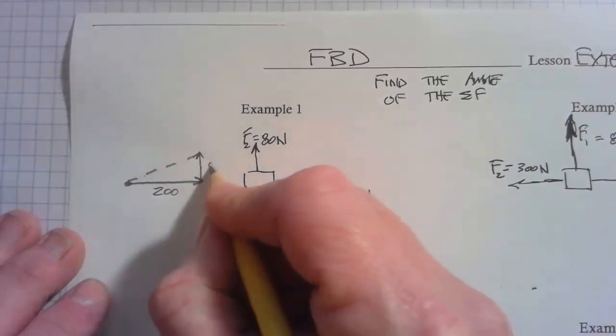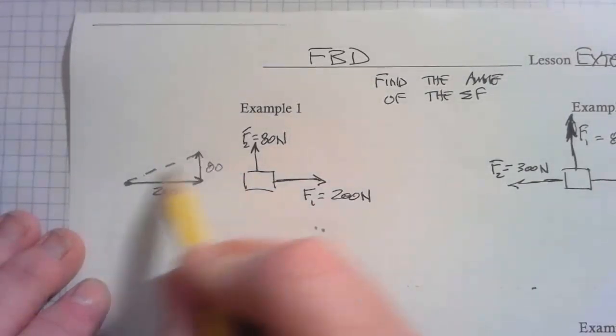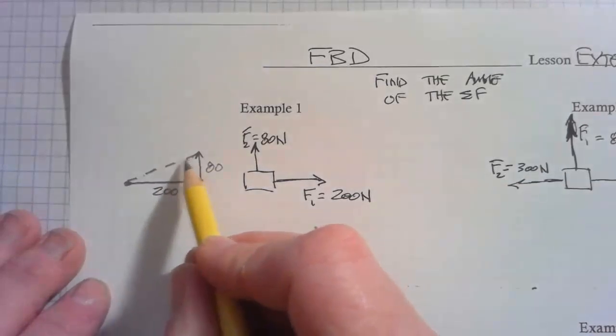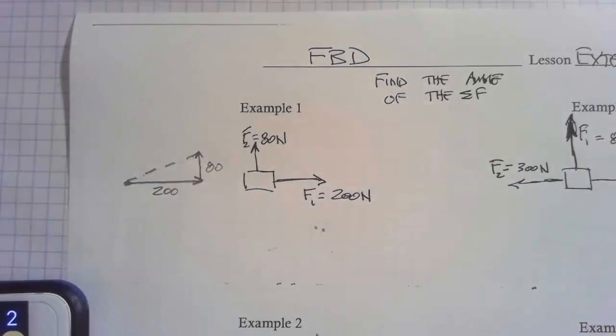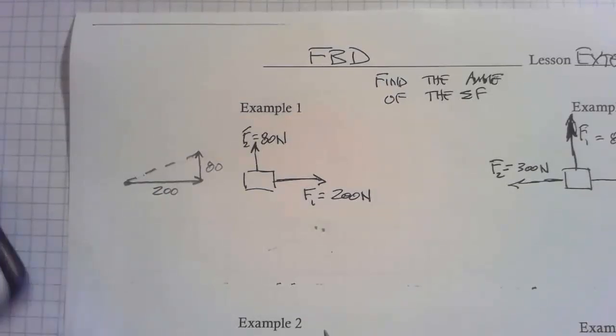No big deal. That's 200, that's 80. Use the Pythagorean theorem to come up with that real quickly. In fact, I think it's the same as the other one we did a second ago. 200 squared plus 80 squared equals, take the square root, 215.4. No big deal.